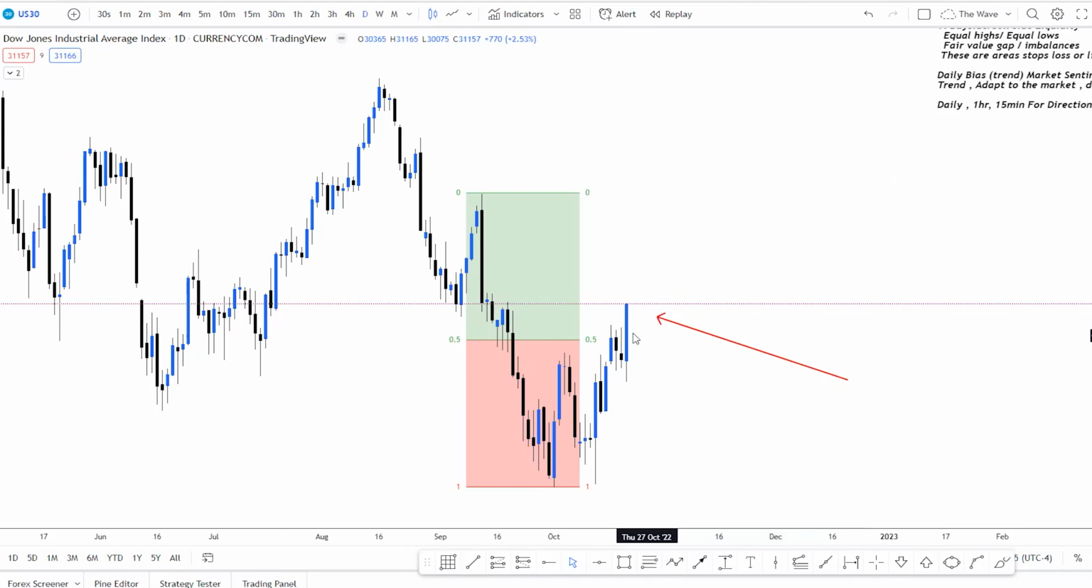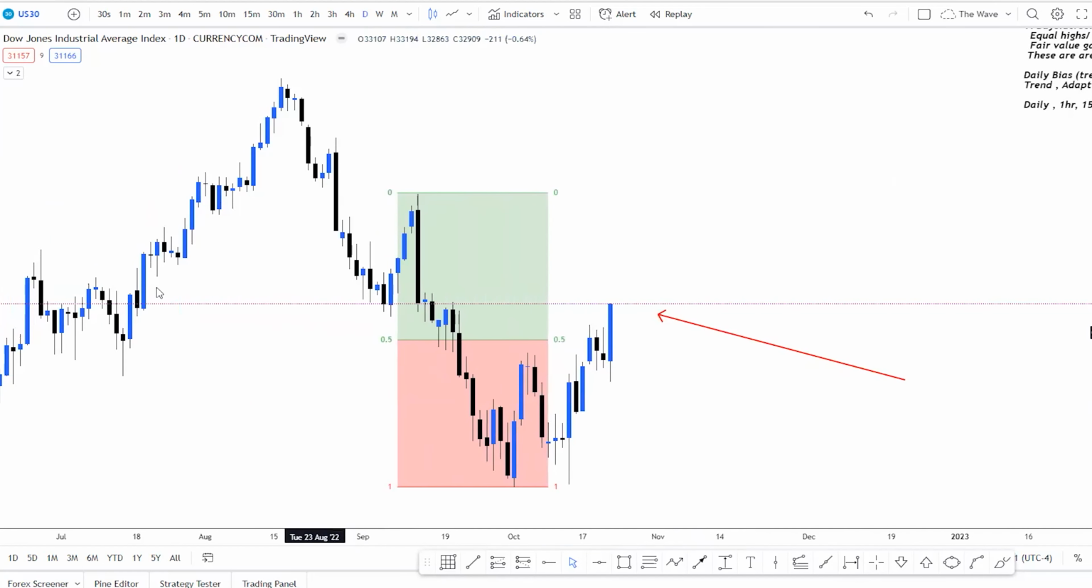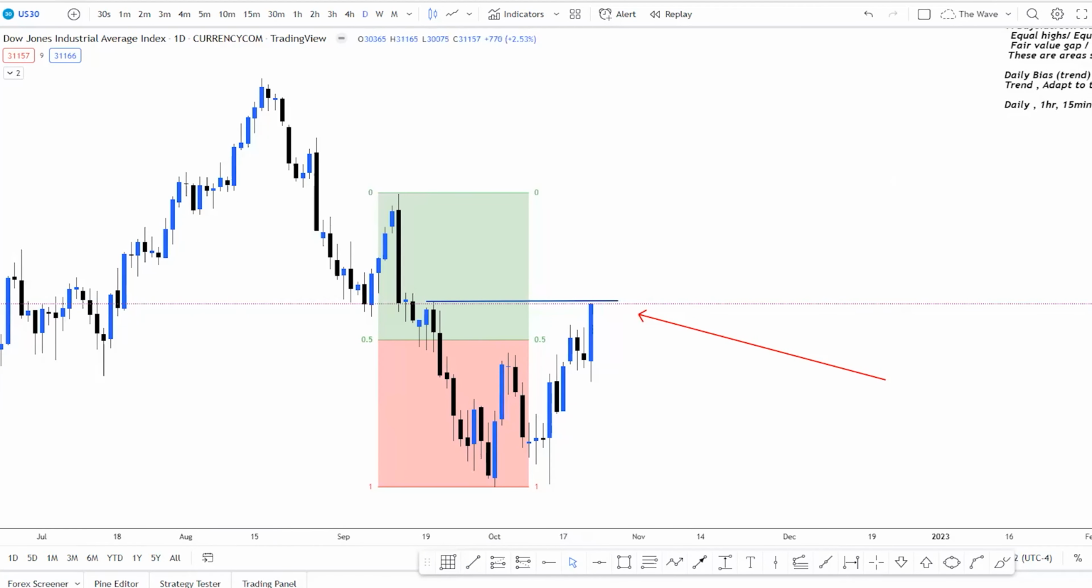So now that market has moved into a premium, we're looking for where it could possibly tap into, or if we continue up, right? So if you see now, we have what we talked about, finding those equal highs and equal lows. This is relatively, it doesn't have to be perfect, equal highs, and now we also have equal lows down here, right?